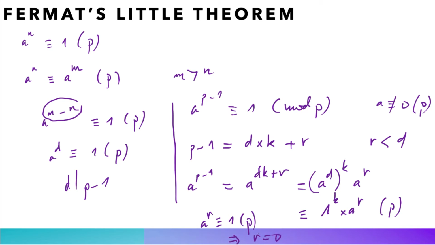And you know why? Because d is the smallest positive integer for which a to the d is congruent to 1 modulo p. So this cannot hold because r is strictly lesser than d, which means that r must be equal to 0, and that here p minus 1 is equal to d times k, which means that p minus 1 is a multiple of d.